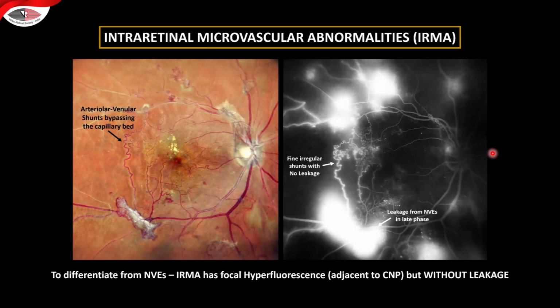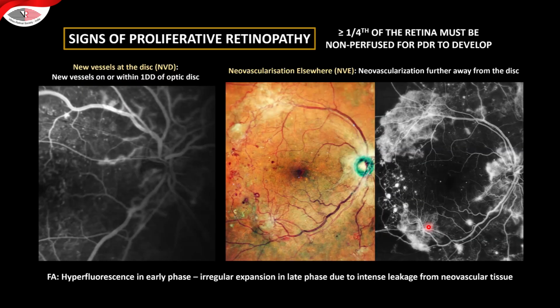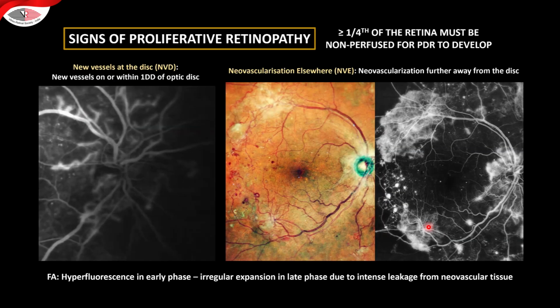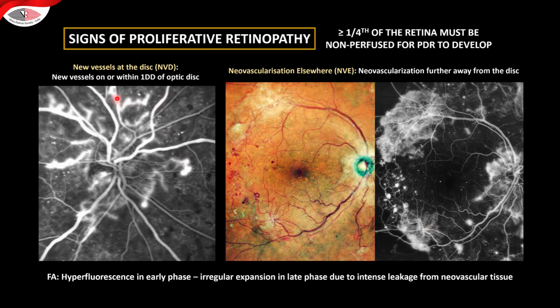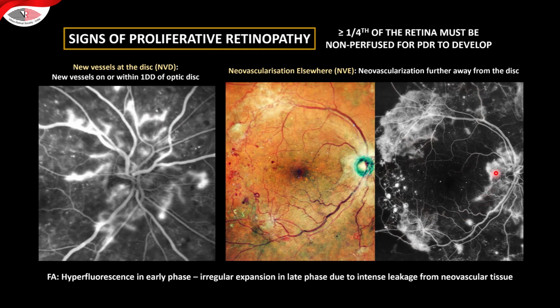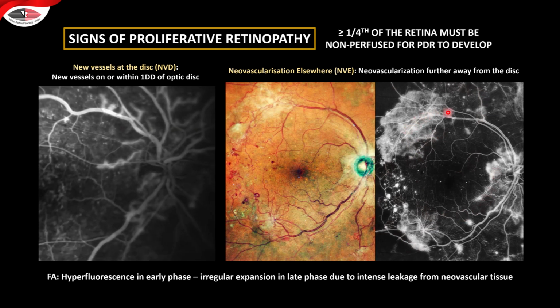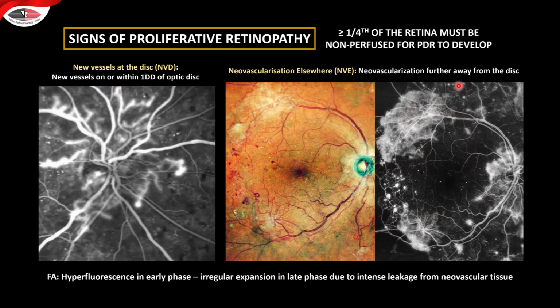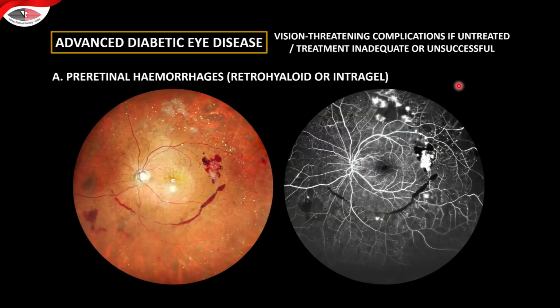Intraretinal microvascular abnormalities, IRMAs. You see these shunts bypassing the capillary beds and these small changes. And of course, the NVE, which is strongly seen here. You see the fine shunts taking place on the angiography here and leakage from the NVE in the late phase. Signs of proliferative retinopathy: new vessels on the disc or elsewhere. You see neovascularization elsewhere. You see them all over the area on the arcades, most commonly either on the disc or as you go onto the arcades temporally.